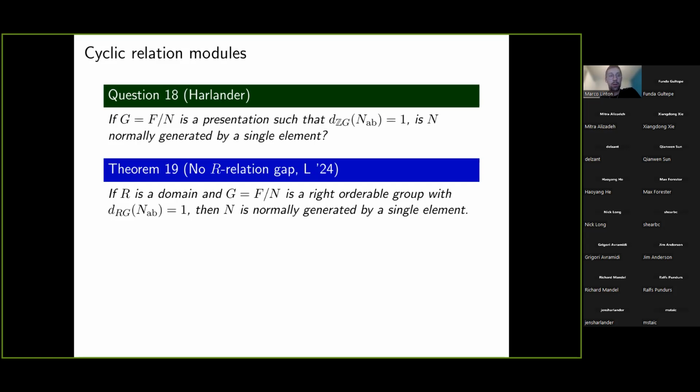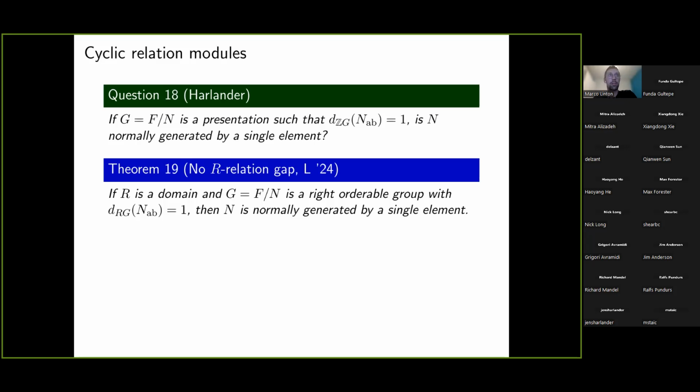I haven't defined what a right orderable group is, but essentially your group has a total order on all its elements, and it's invariant under multiplying on the right. So if A is smaller than B, then AC is smaller than BC. Many groups are right orderable. If you know what a locally indicable group is, then any locally indicable group is right orderable. And more importantly, any torsion-free one-related group is an example of a right orderable group. So this applies to all one-related groups which are torsion-free, for example.